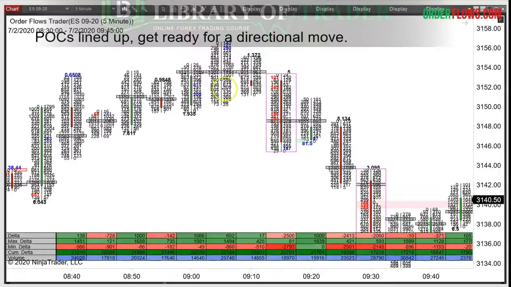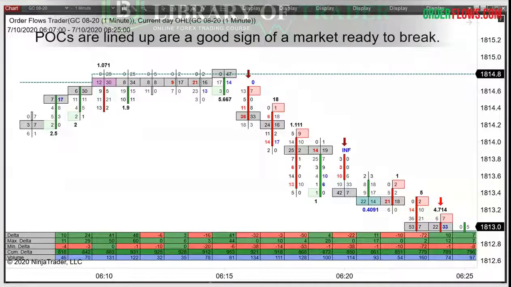So again, what's one of the clues I look for? POCs that are just lined up nice and neatly. I'm always going to be looking for those areas, even though you're trading a little bit higher, a little bit lower. It's mostly trading in that range. This is a 15-minute period, and on each bar the most volume is at that same level. Then the market starts to break. I would rather be short than long, as long as we're trading below these points of control. POCs lined up.